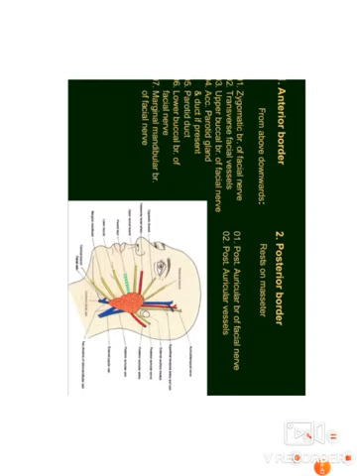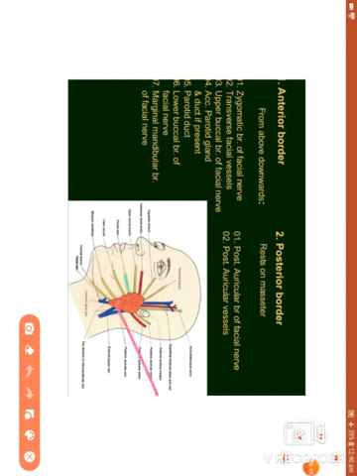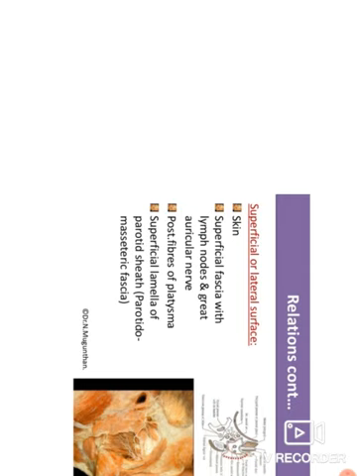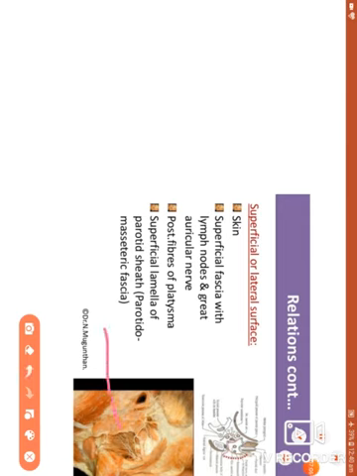Here you can see this is the lateral surface. The skin will be there, superficial fascia, then the capsule, then the superficial lymph nodes are also there in relation to this lateral surface. In this figure, this is the lateral surface. Actually, platysma is the superficial muscle of the neck.